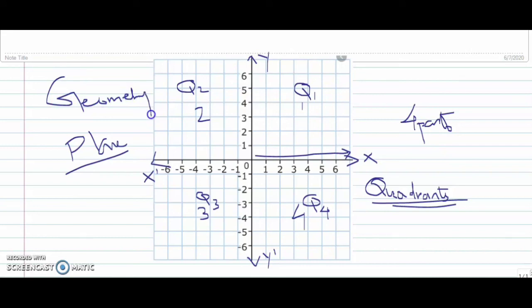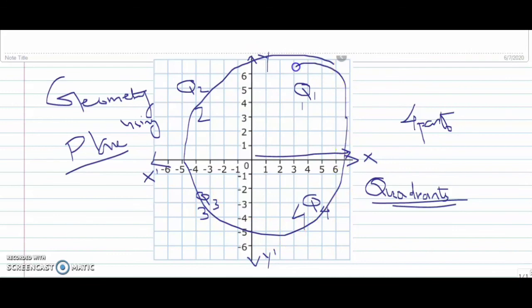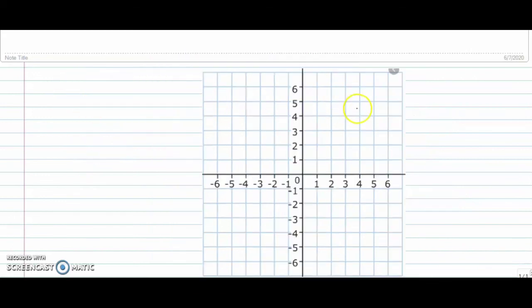Now every point must be marked in this system, in this graph sheet. So when we consider the study of geometry using these x-axis, y-axis and all, it is considered as coordinate geometry.